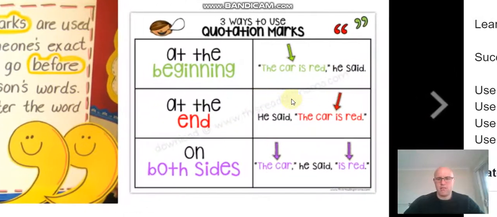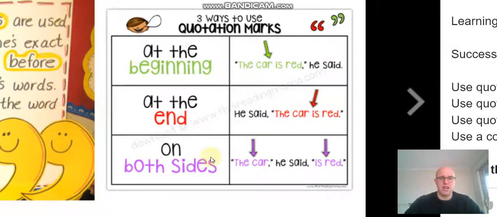So there's 3 different ways that we can use quotation marks, okay? And this is a nice simple way to look at it. At the beginning, here and here, "The car is red," comma, that's the end of somebody talking, he said. So it's before the person spoke. All right, they use the talking mark and it's at the beginning of the sentence. At the end, he said, "The car is red." This time the quotation marks are used at the end of the sentence and the comma is after the words that showed that the person was speaking.